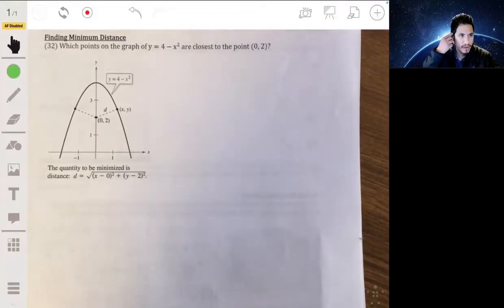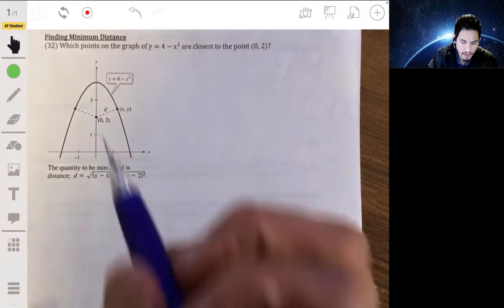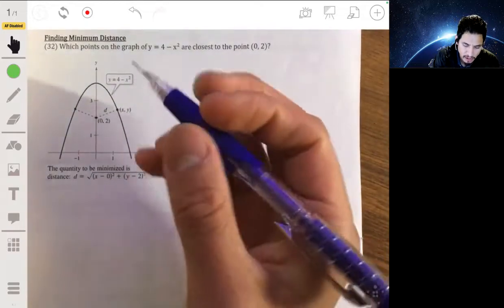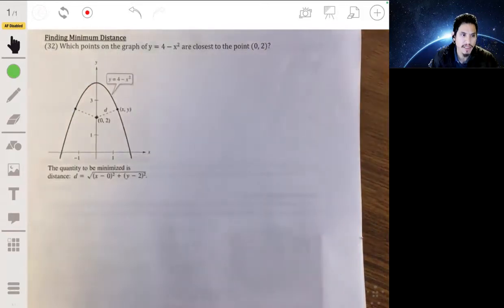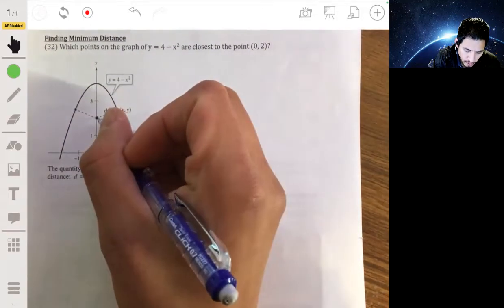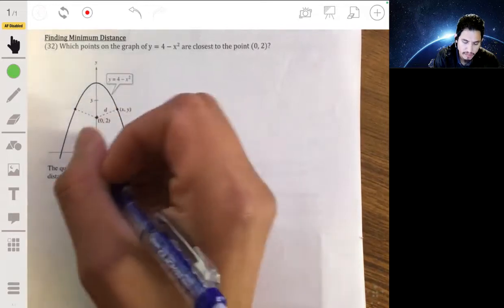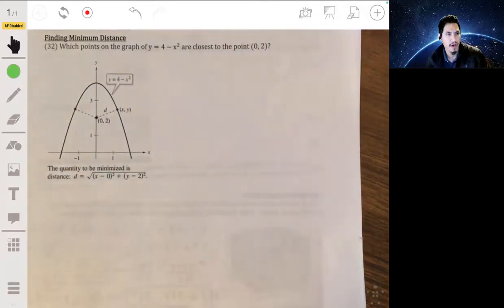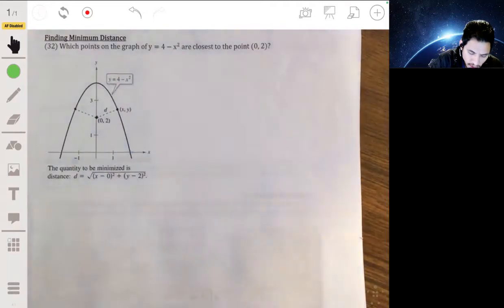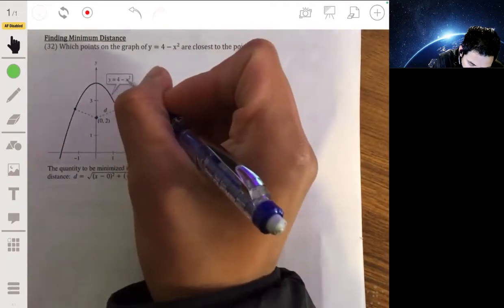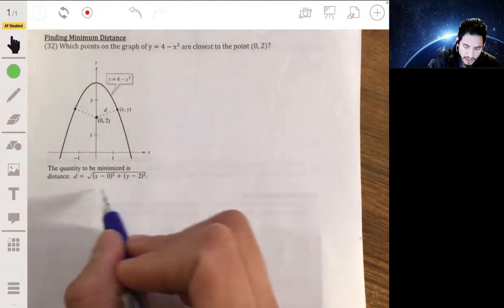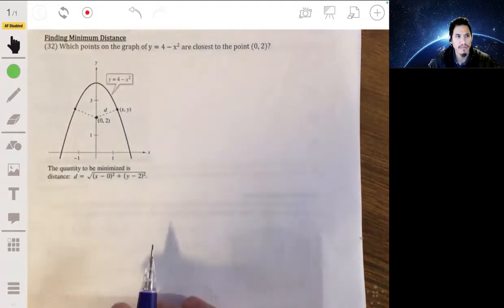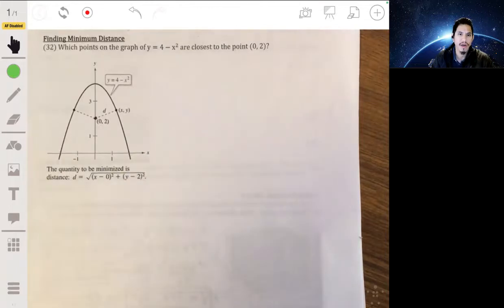All right, so here we're trying to find the points on the graph of this parabola that'll be closest to the point (0, 2). So we're trying to find the minimum distance from this point to a point on this parabola. Now we're shown that the equation of the parabola is y equals 4 minus x squared. We're actually given an equation for the distance formula to help us. So we're given a visual and some help.